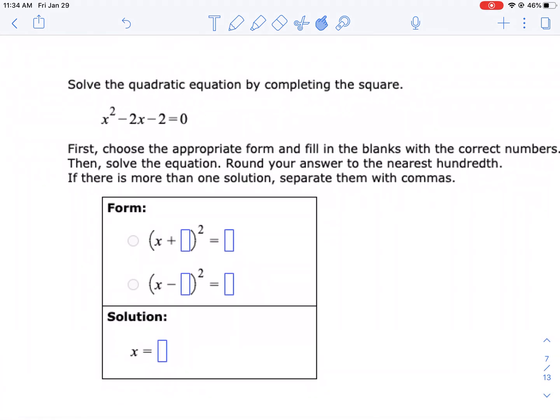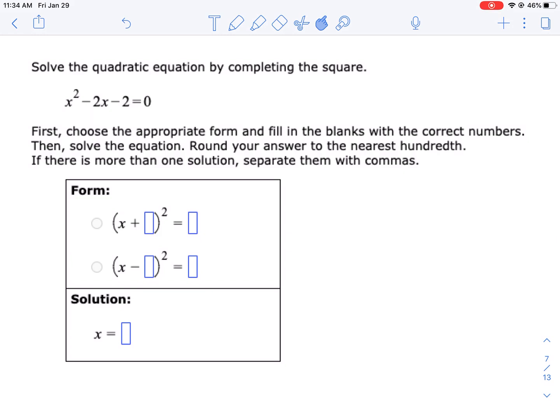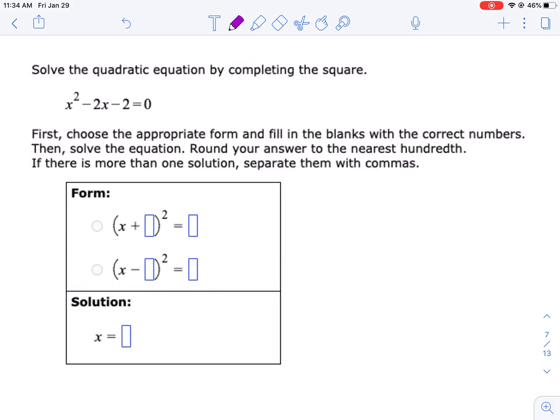Okay, now this one we want to complete the square. I didn't see any work for this one, though. When you complete the square, you want all your variables on one side and all the numbers on the opposite side. So the first thing we're going to do, we're going to add 2 to both sides. So we get x squared minus 2x, leave a space, equals 2.